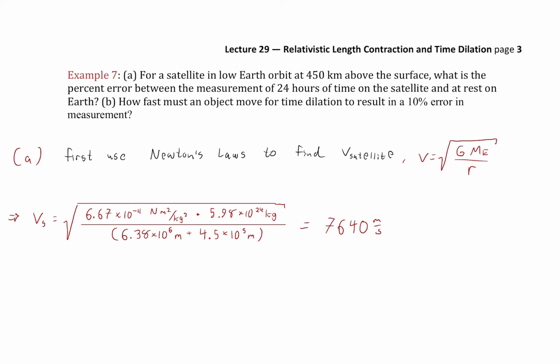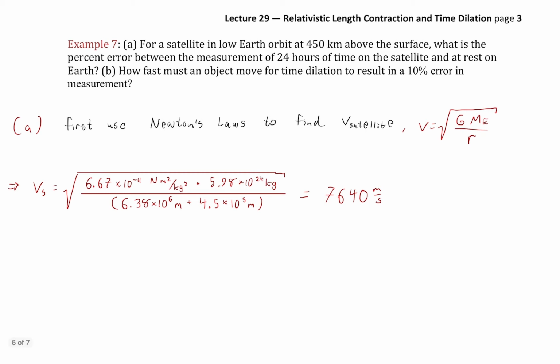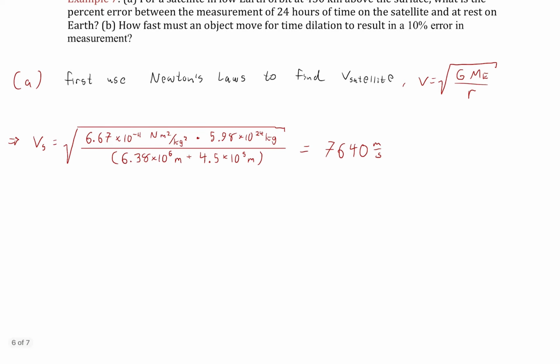And we find out that in order to maintain a stable circular orbit, our satellite is moving at 7,640 meters per second. And again, this is something that you would have seen in a mechanics course on physics. But we're done with that, and we can go ahead and use this velocity for the satellite and see what relativistic effect this speed has.